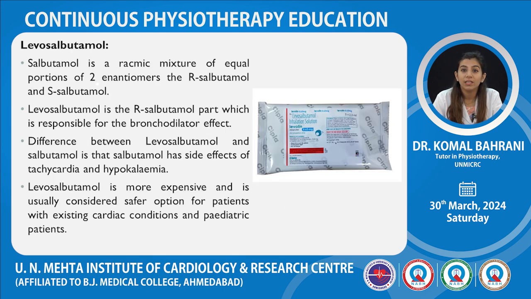Now we'll discuss levosalbutamol. Salbutamol is a racemic mixture of equal portions of two enantiomers, that is R-salbutamol and S-salbutamol. Levosalbutamol is the R-salbutamol part, which is responsible for the bronchodilator effect. The difference between levosalbutamol and salbutamol is that salbutamol has the side effects of tachycardia and hypokalemia. Levosalbutamol is more expensive and is usually considered a safer option for patients with existing cardiac conditions and pediatric patients.